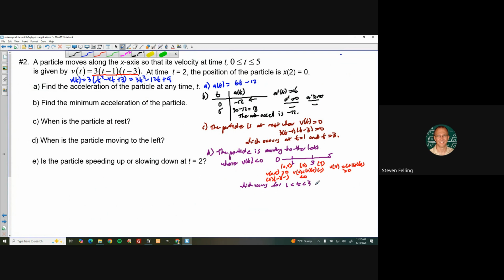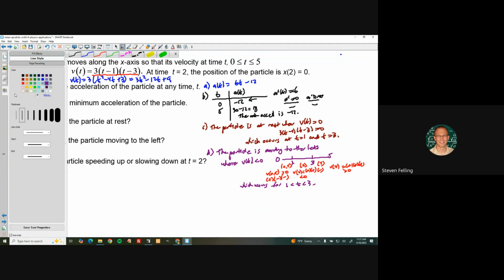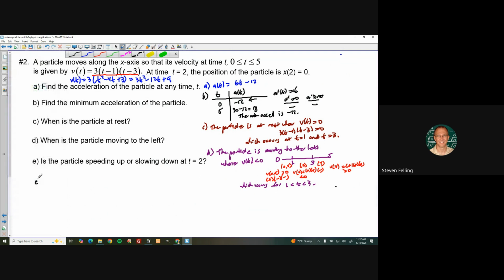Okay, and I'm not going to put the endpoints on because the particle is at rest, so it's not moving at all at that point, so it can't be moving to the left. Okay, and the last one here is the particle speeding up or slowing down at t equals 2. So we'll check the signs of the velocity and the acceleration.